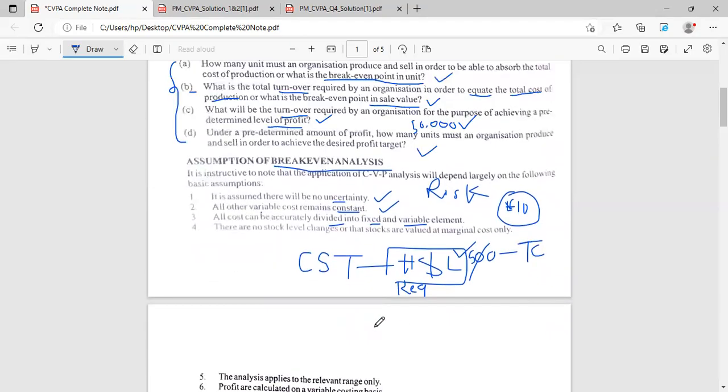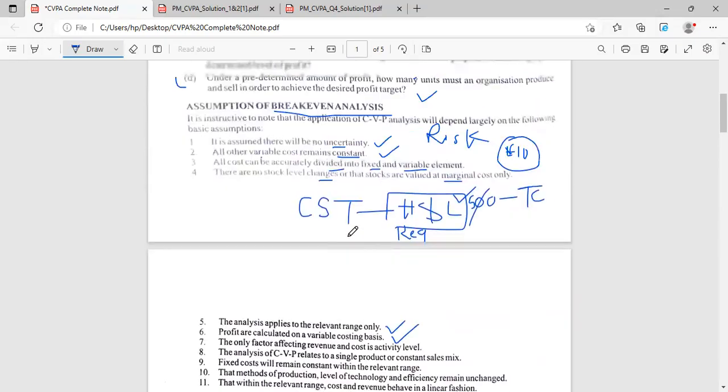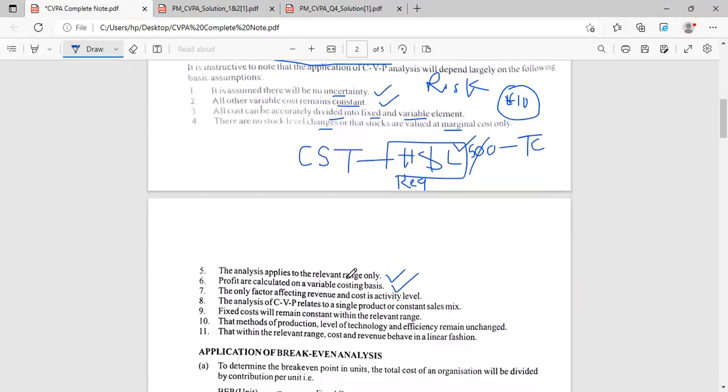So let's proceed. Here are the other assumptions. We say there are no stock level changes, or that stock is valued at marginal cost only. So stock levels are not changing. Then the analysis is applied to the relevant range only. So all these are the assumptions. Profit is calculated on a variable costing basis. So at least know five of these assumptions to be safe in your exam. Are you with me?